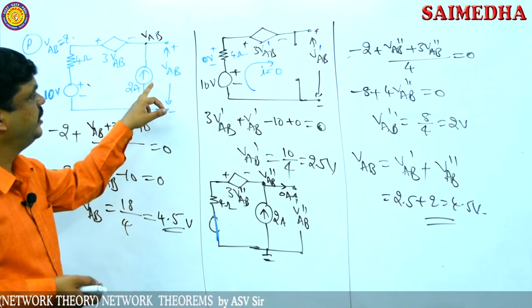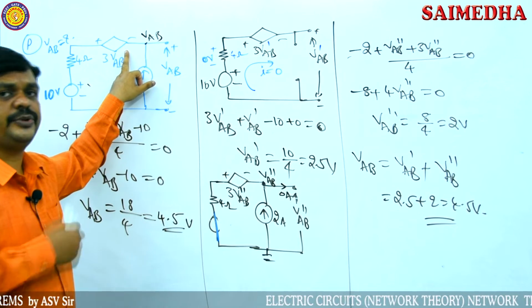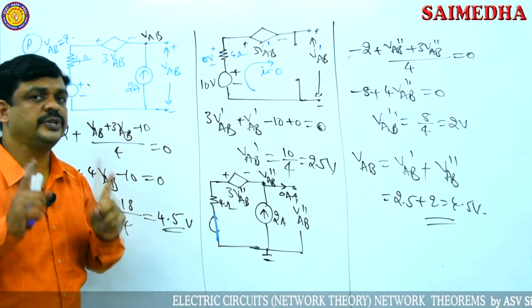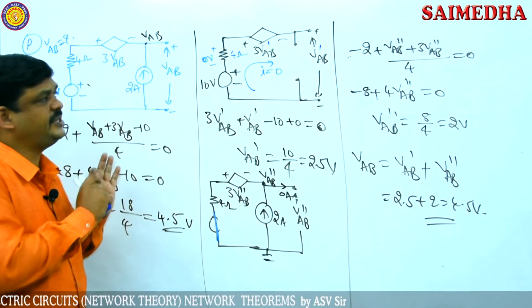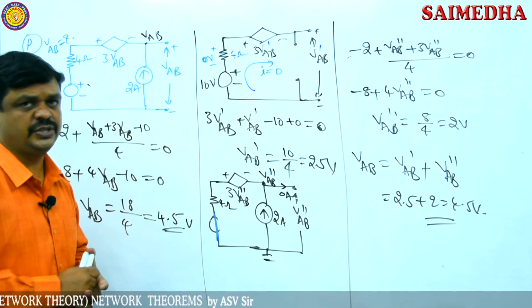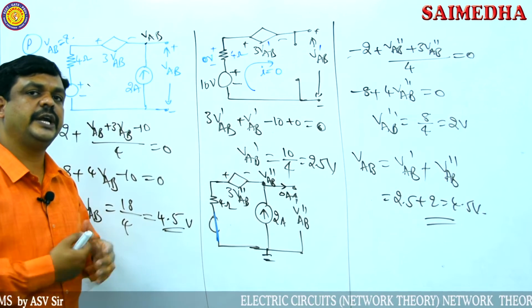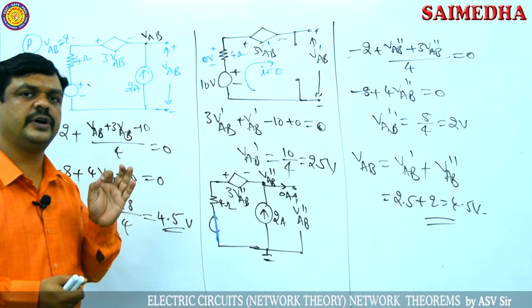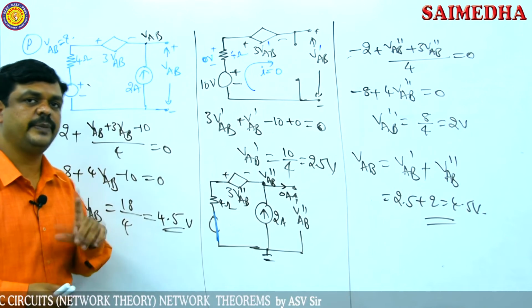Here I explained how to apply the superposition theorem for dependent sources. According to the superposition theorem, only independent sources are eliminated, and dependent sources remain as they are, with no changes in the dependent sources. The number of individual responses is equal to the number of independent sources.